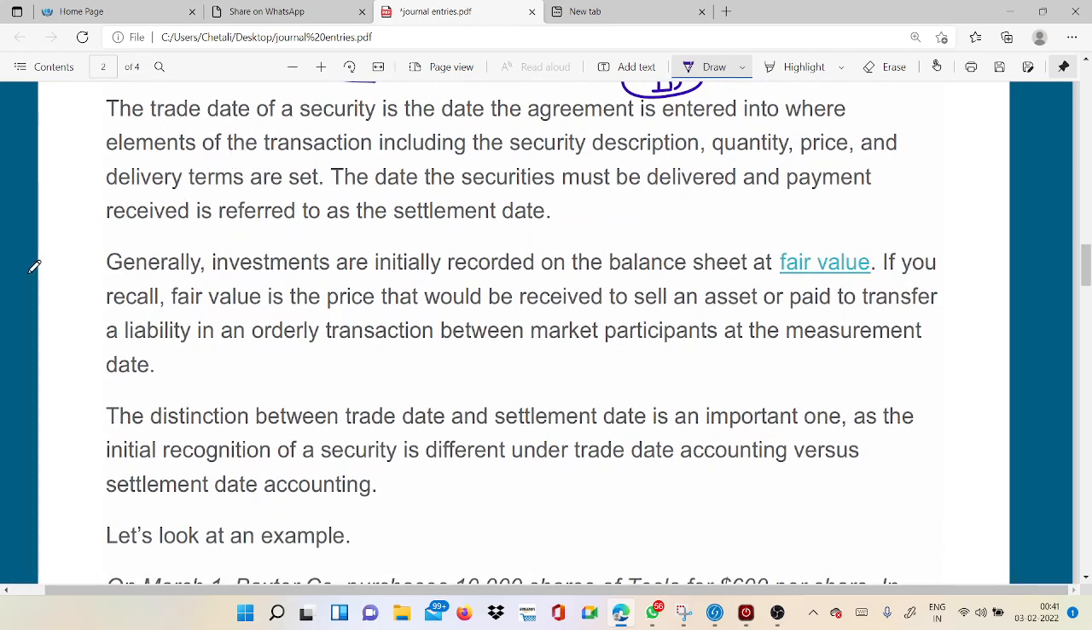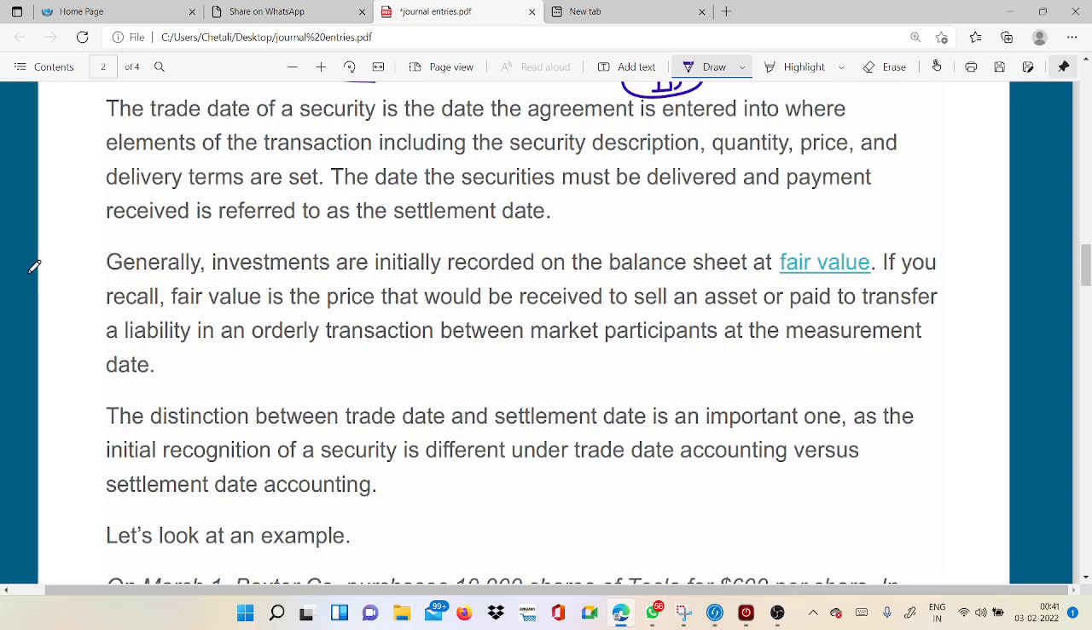The trade date is the date the agreement is entered into, where all elements of a transaction, including the security description, quantity, price, and delivery terms, are set. The date on which the securities must be delivered and payment received is referred to as the settlement date.